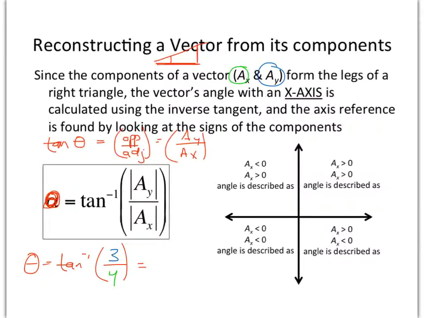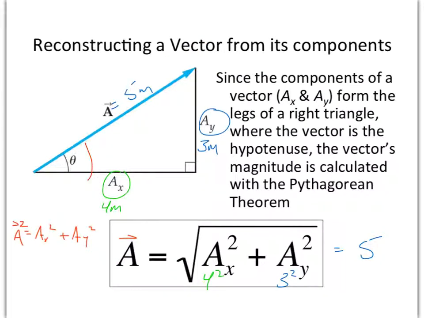All right, so the inverse tangent of 3 over 4 is 36.9 degrees. I'd probably round up to 40 degrees. So if we go back to our previous triangle, that's what this angle would be. So you know how to find the hypotenuse, or the full magnitude, and now you know how to find the angle itself. So 40 degrees.